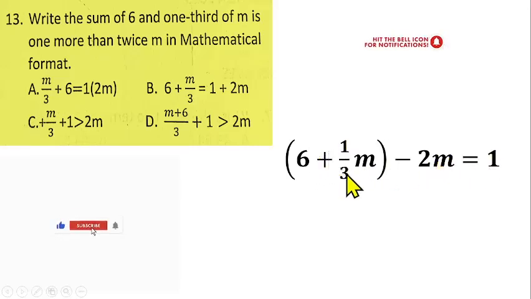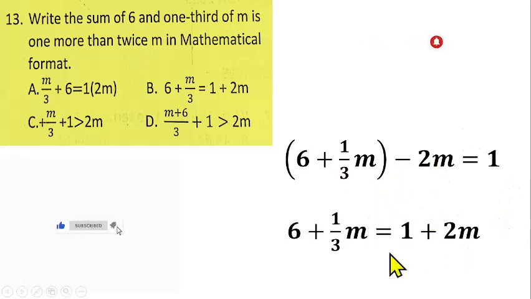6 plus 1/3 of m is 1 more than this. So if I remove this one from this, I should get 1 as well. Or I can say this one equals 1 plus 2m. So anyway you write it, you're still going to get the same answer. From here I can simplify further, take this one to this side, so we'll be having 6 plus 1 over 3 m equals 1 plus 2m, which is option B.